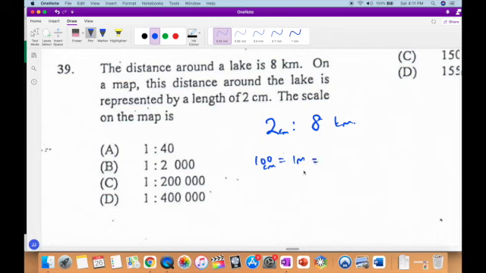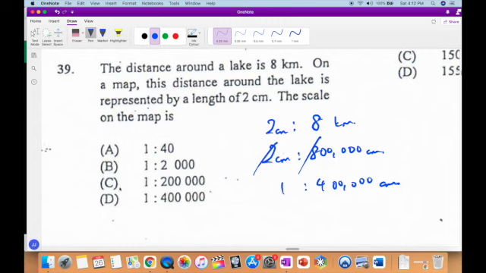And then 1,000 meters in 1 kilometer. So 1,000 of these times 100 is 100,000. So this is really 2 centimeters to 800,000 centimeters. Now I can cap this off as being 1 to 400,000 in terms of centimeters.